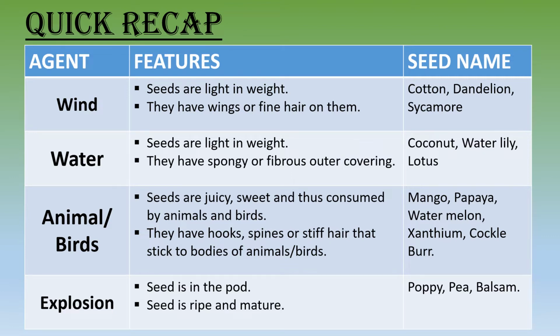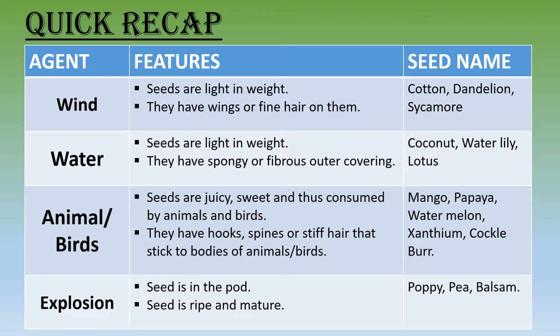Moving to the third agent, animals or birds. Each one of us gets attracted to a juicy, sweet, and pulpy fruit, and after eating the fruit, we throw away the seeds. This is also a method of dispersal. The animals or birds do not throw them away; they discard them by way of their droppings.